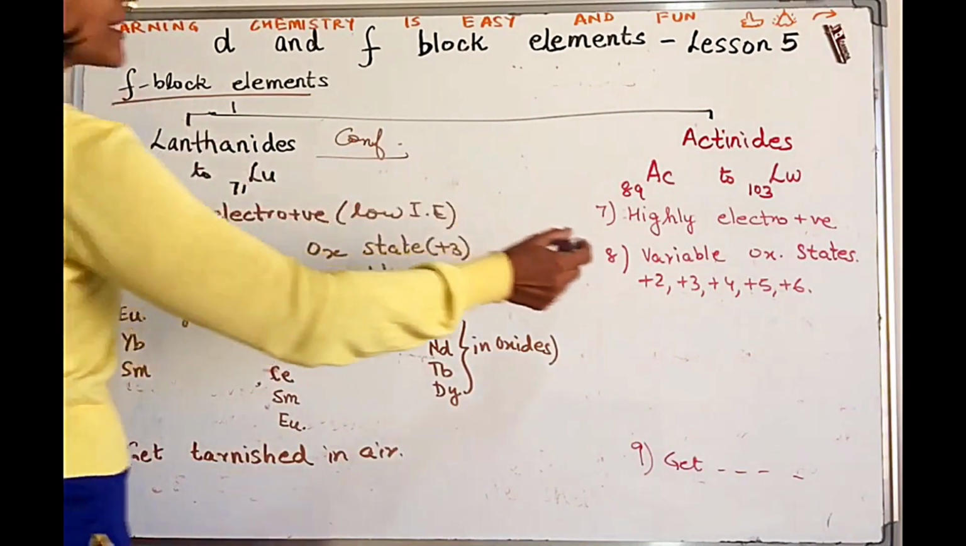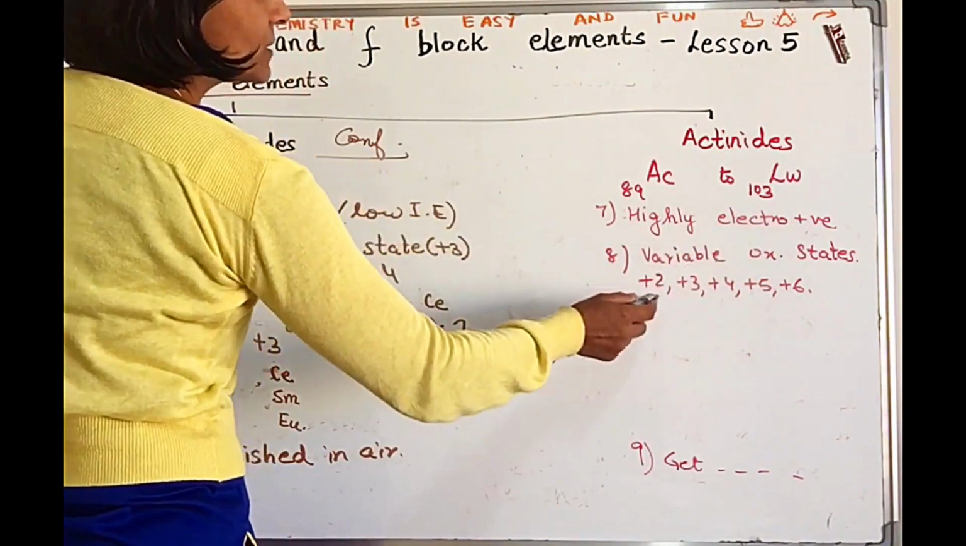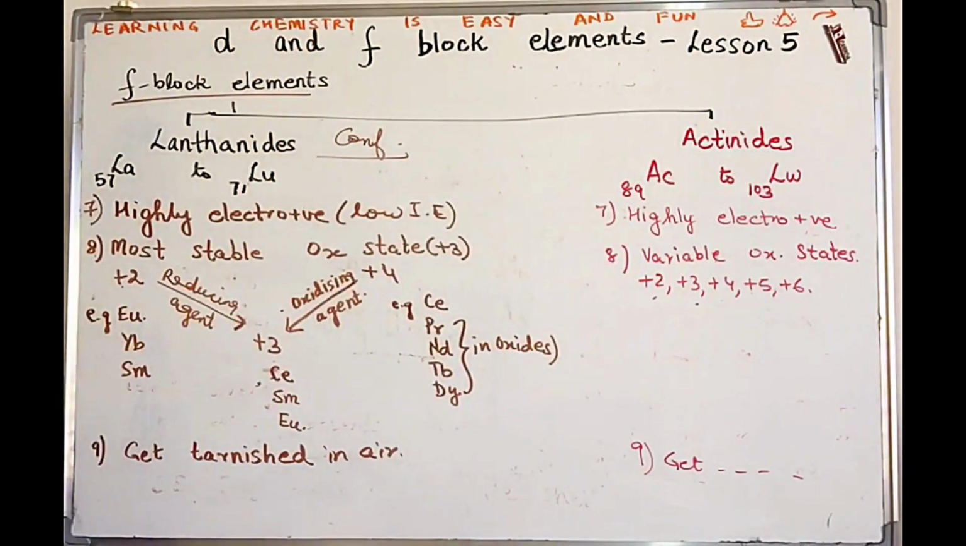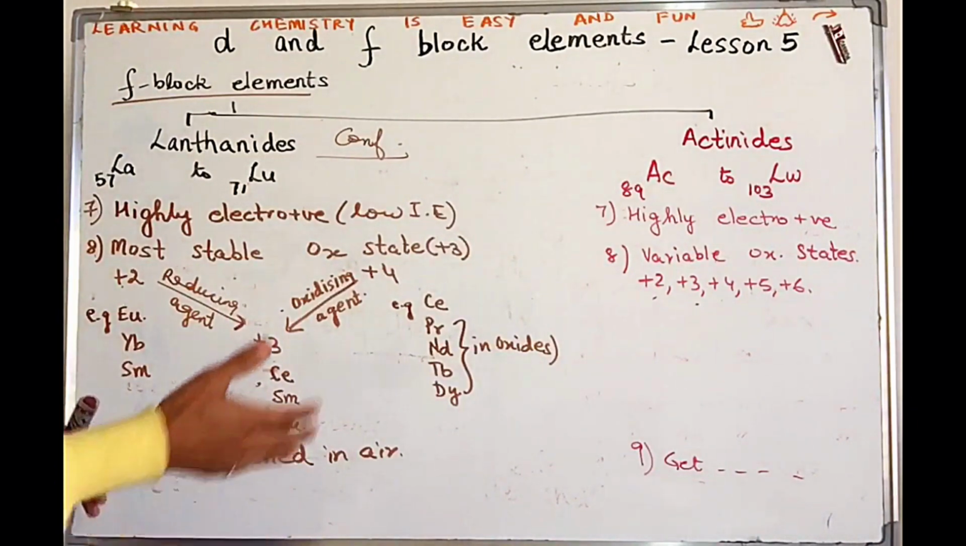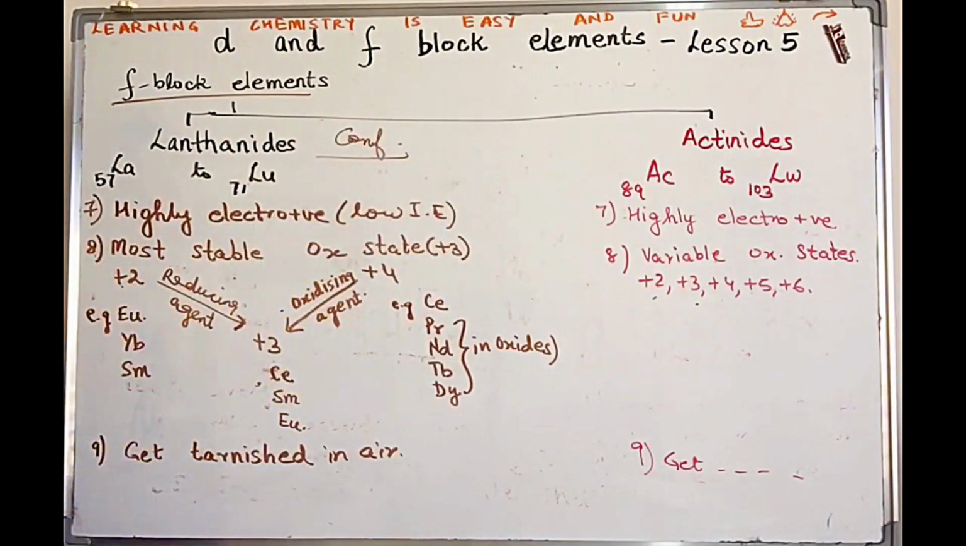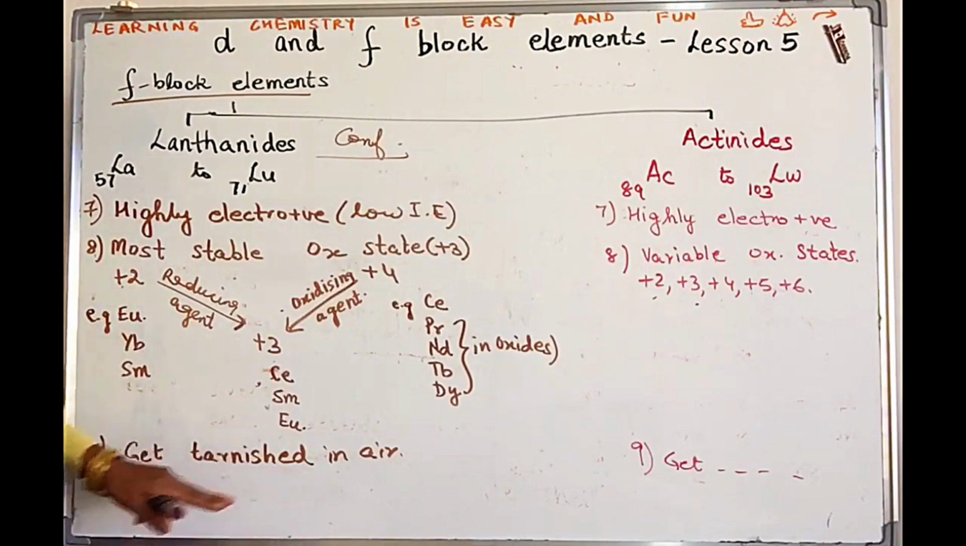On the other hand, in the case of actinides, we notice a range of oxidation states: +2, +3, +4, +5, +6. And as I said, they are radioactive. Some of them, their half-lives are very, very small. So that is why it is difficult to study their behavior. Because they are highly reactive, they get easily tarnished in air.